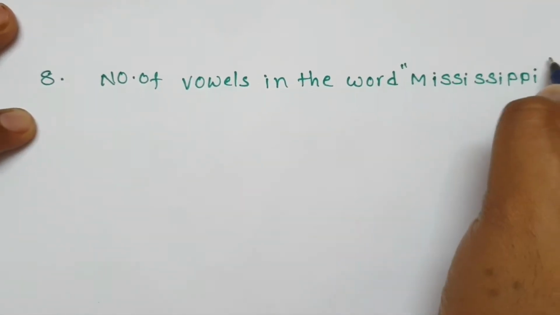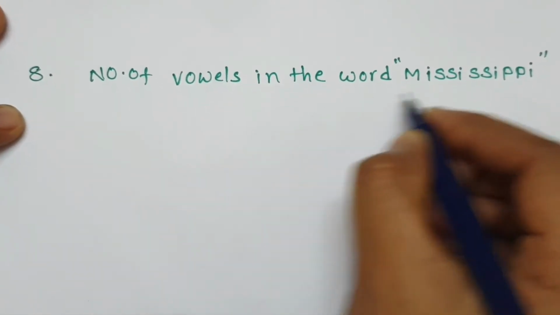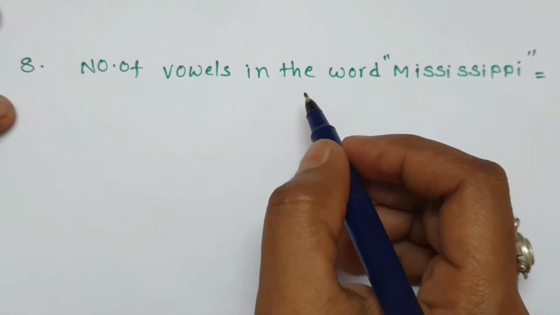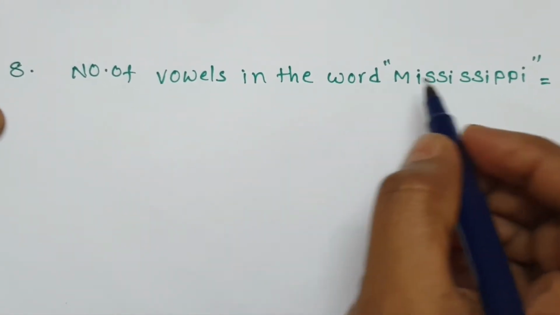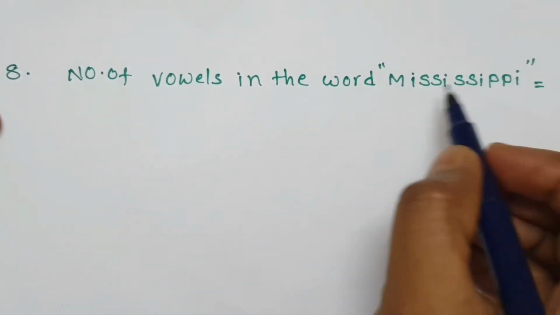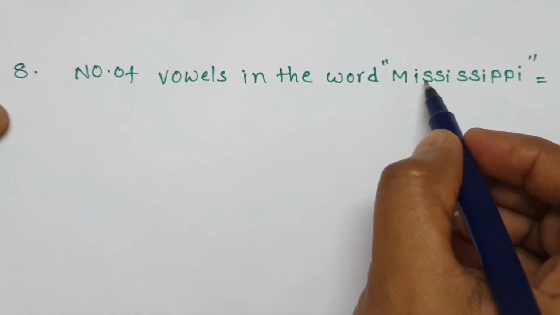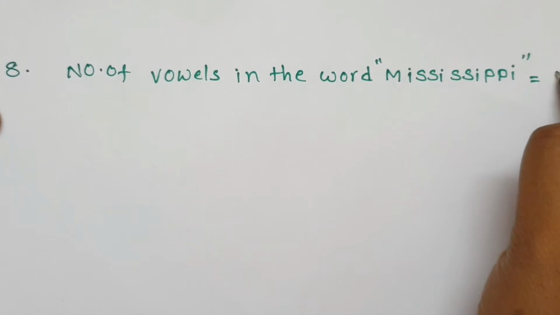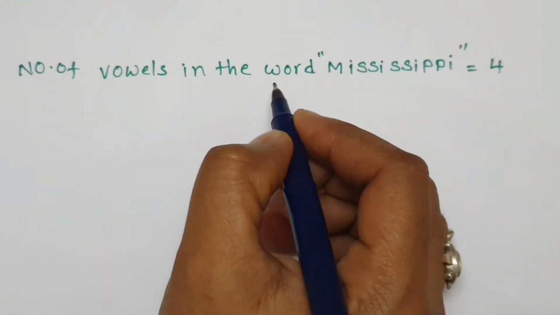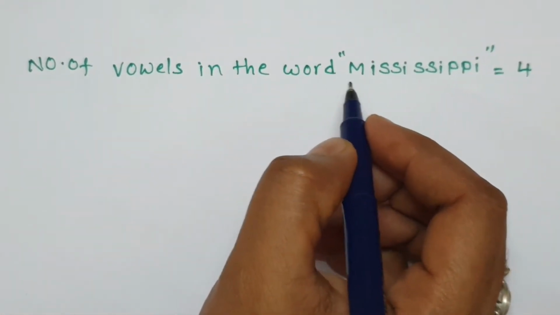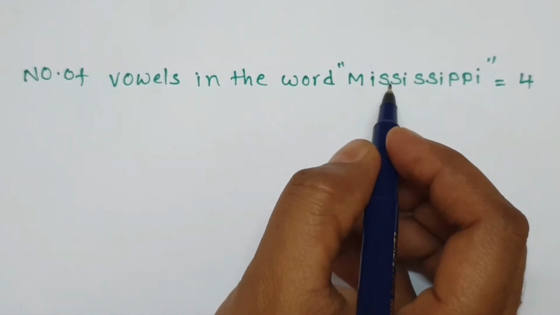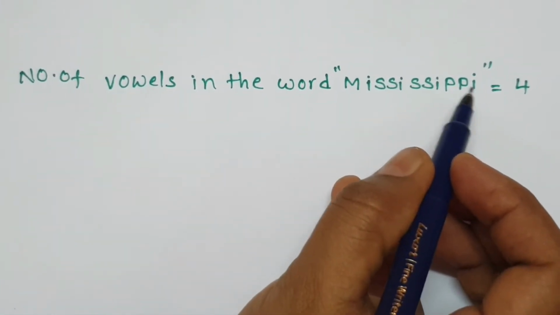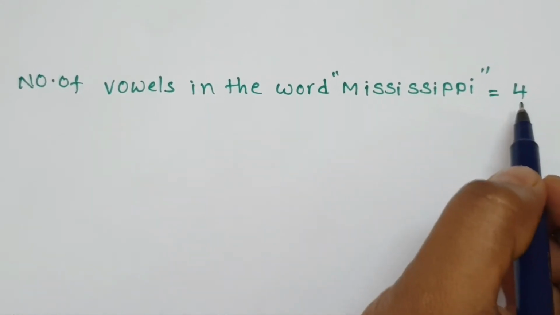Means in this word, how many vowels are there? Vowels means A, E, I, O, U. For that, only the letter I will be here, 1, 2, 3, 4. 4 times. What are vowels? A, E, I, O, U. Only I letter will be. So I how many times? 4 times, means vowels equal to 4.